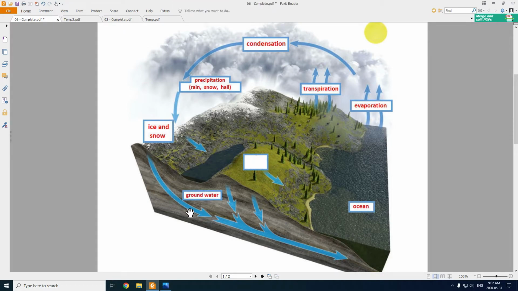Some of it will sink into the ground, and some of it is called surface runoff. Right? So eventually, either through the ground or by running back through lakes and rivers, it'll eventually reach its way back to the ocean. And you'll notice this cycle then continues.